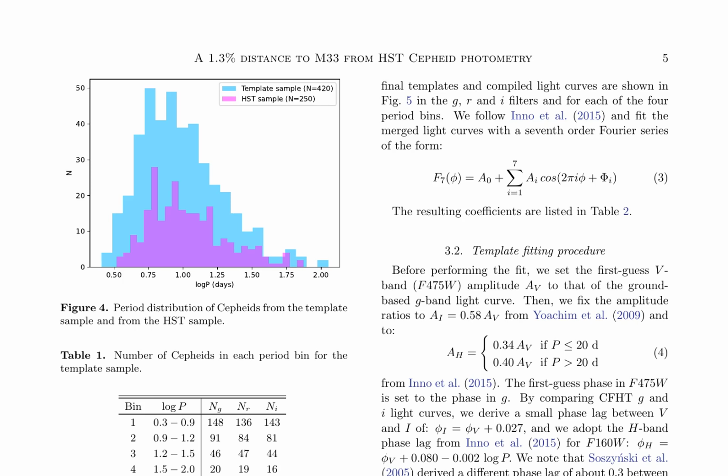The authors utilize a template fitting procedure to analyze Cepheid light curves in the M33 galaxy. The procedure involves merging phased and normalized light curves into a single template for each period bin. The light curves are normalized by subtracting the mean magnitude and dividing by the amplitude, as shown in equation 2. The merged light curves are then fitted with a seventh-order Fourier series, as shown in equation 3.